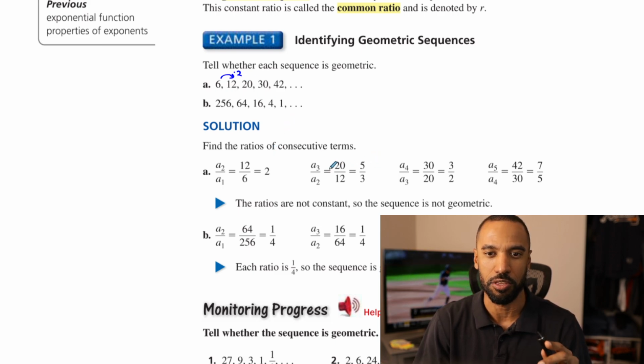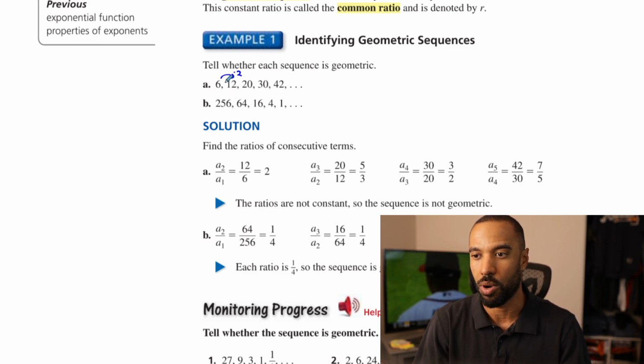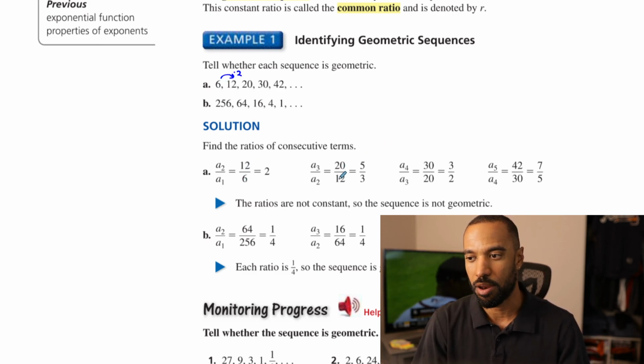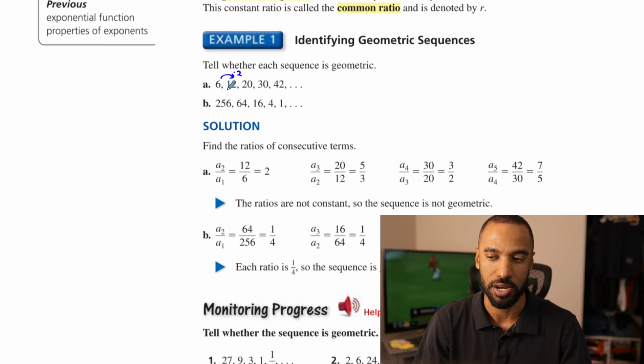Now they happen to find those other ratios by dividing a number by the one before it. That's what you always do. 12 divided by 6 is 2. 20 divided by 12 reduces to 5/3, and these are the reduced fractions of the other ones. Not a common ratio, not a geometric sequence on A.